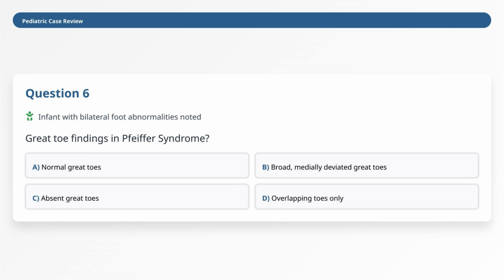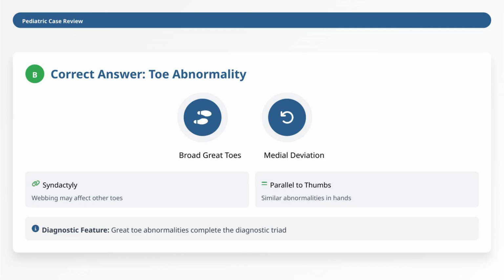Question 6. During examination of an infant with Pfeiffer syndrome, attention turns to the feet. What characteristic findings would you expect in the great toes? Option A, normal great toes. Option B, broad and medially deviated great toes. Option C, absent great toes. Option D, overlapping toes only. The correct answer is B.